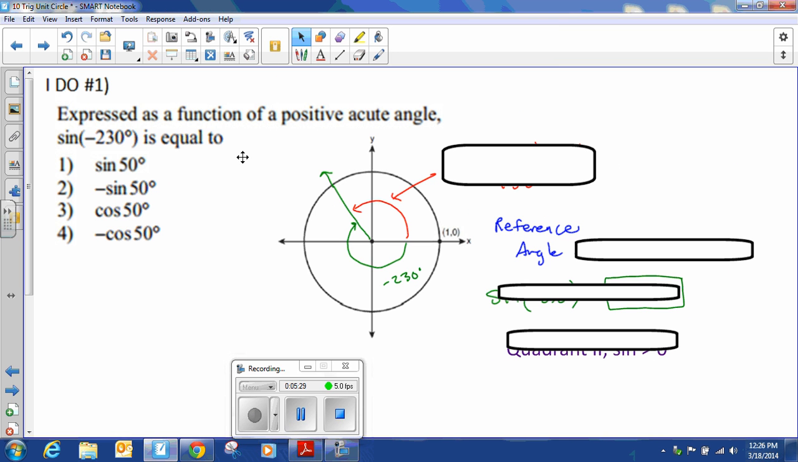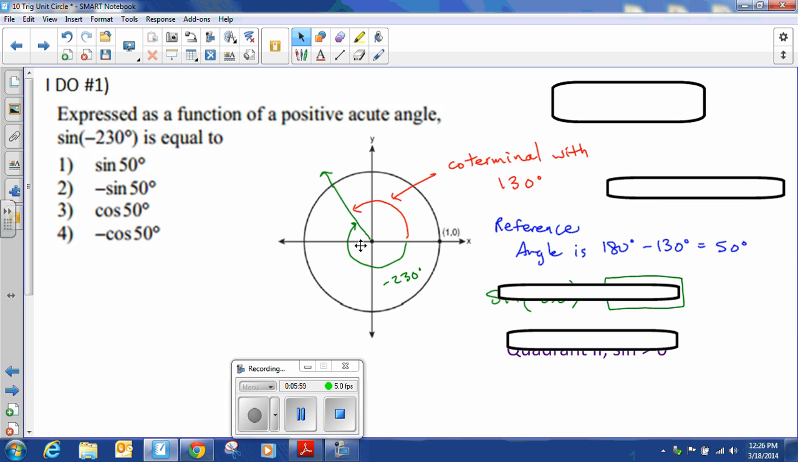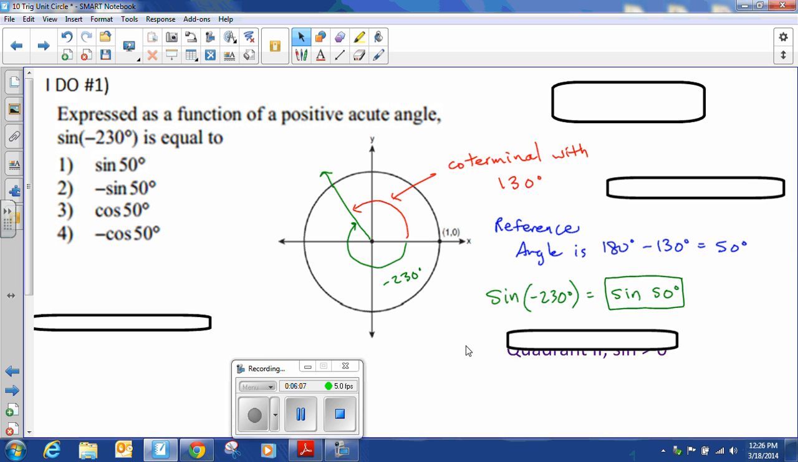Example 1. Here we need to express sine of negative 230 degrees as a positive acute angle. So here's negative 230. Obviously we go clockwise because it's negative. Let's find the coterminal angle. Coterminal is 130. The reference angle is the angle between this and the x-axis, so we find it by saying 180 minus 130. It's 50 degrees. So sine of negative 230 is really sine of 50 degrees.